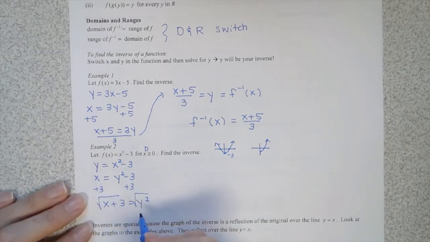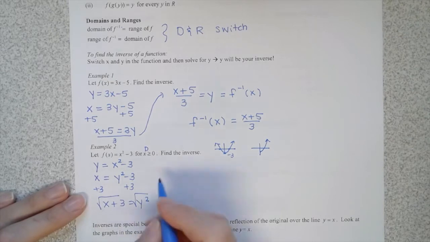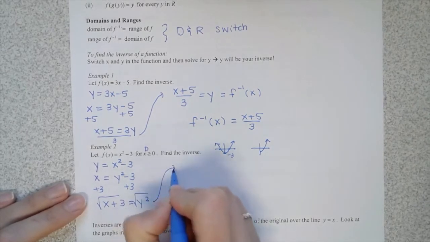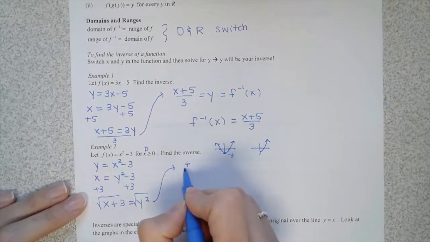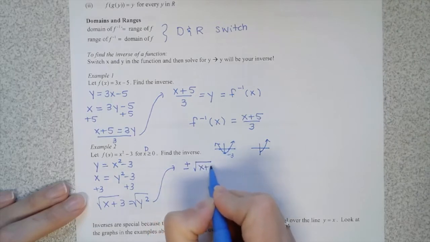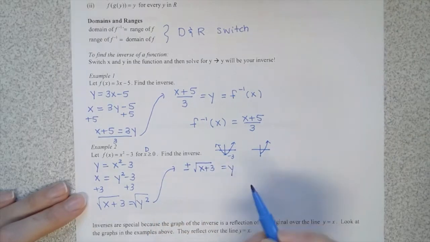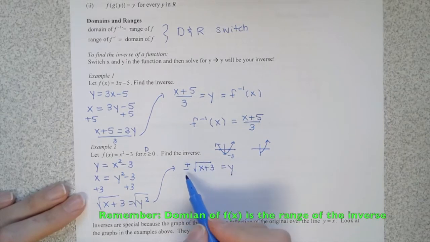You as the student are introducing the square root. Don't forget, that means you're going to need both plus and minus. So you have plus and minus the square root of x plus 3 equals y. And now you have to choose, is it the plus or the minus?